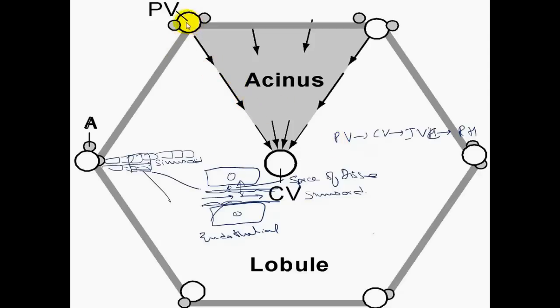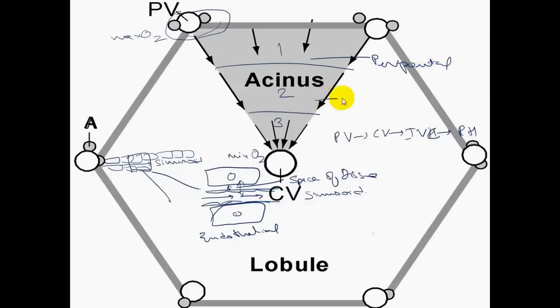We can see here that this part of the acinus, which is the portal triad, is going to have the maximum amount of oxygen, and the part which is away from the portal triad is going to have the minimum amount of oxygen. Based on that, we can divide this acinus into zone 1, zone 2, and zone 3. We can call zone 1 the periportal zone, zone 2 the mid-zonal area, and this one the centrilobular area. These are the 3 zones of this acinus.